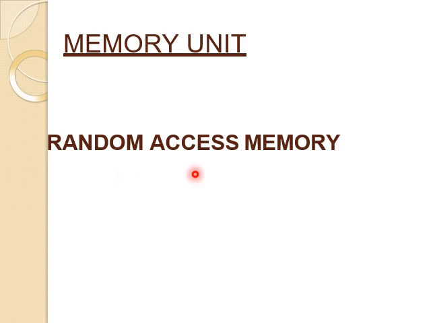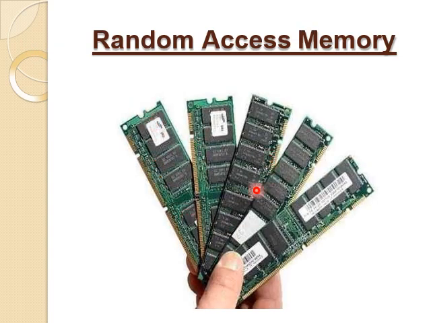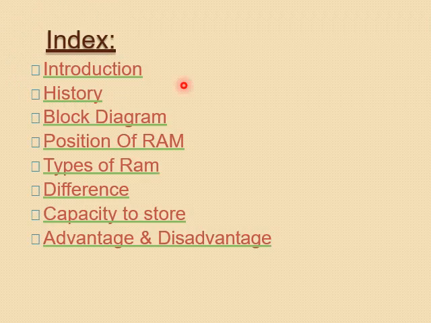Now we'll see this in detail. The chip which you are seeing here is your random access memory. Now we will see the introduction about random access memory and the history behind it, the block diagram, how to position a RAM, the types of RAM, the difference between types of RAM, the capacity to store, and advantages and disadvantages.